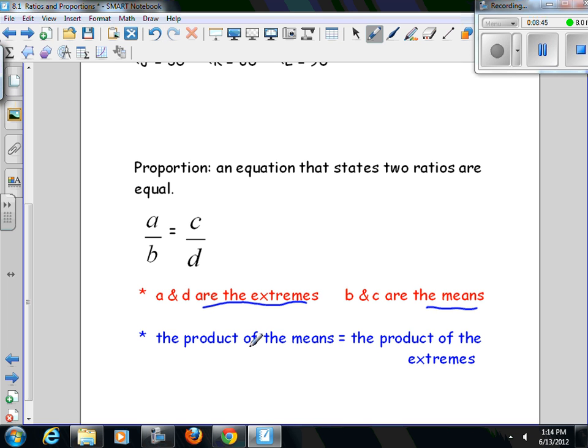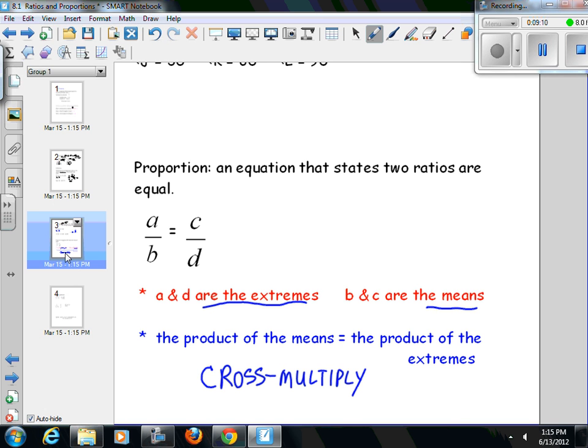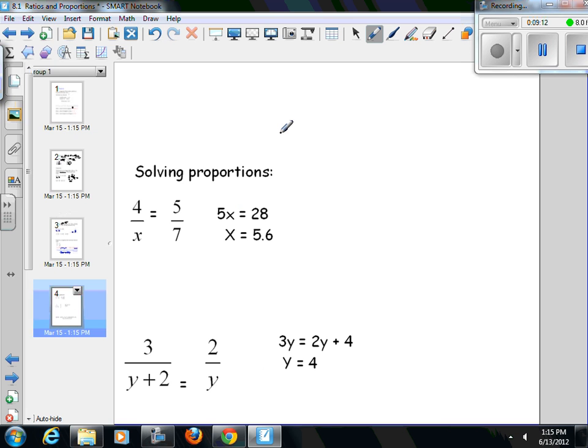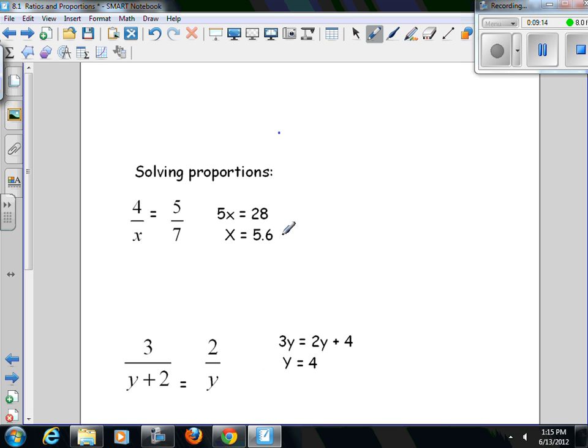The product of the means is equal to the product of the extremes. And this is basically what you see when you cross multiply. Now, I know you've all done this before. We're going to refresh your memory on this. I know you've heard the term cross multiply, but this is what happens when you cross multiply. You're using the idea that the product of the means is equal to the product of the extremes. Let's move on.